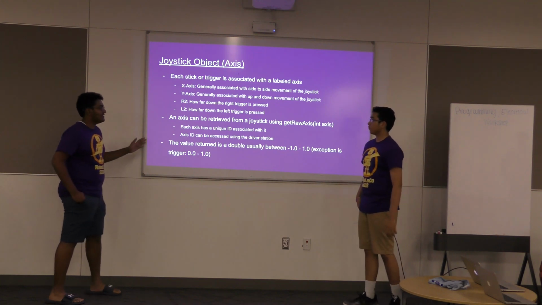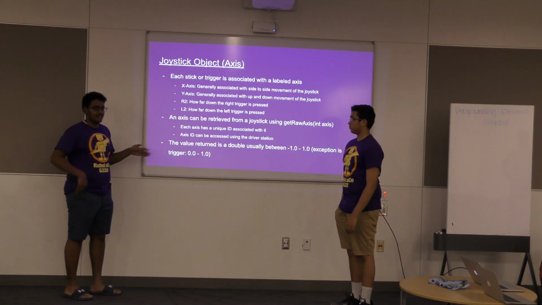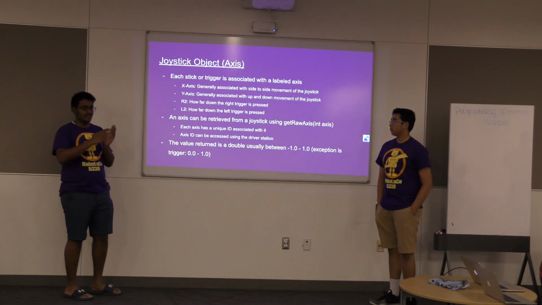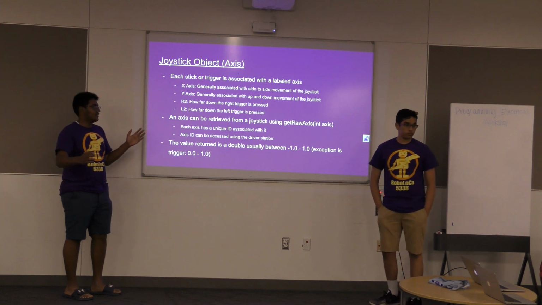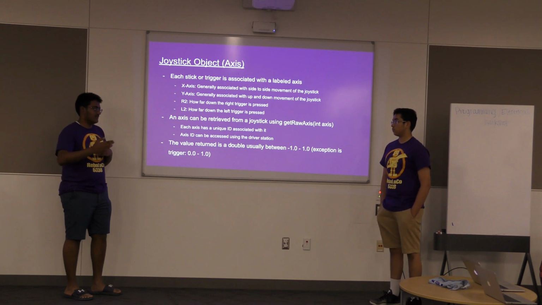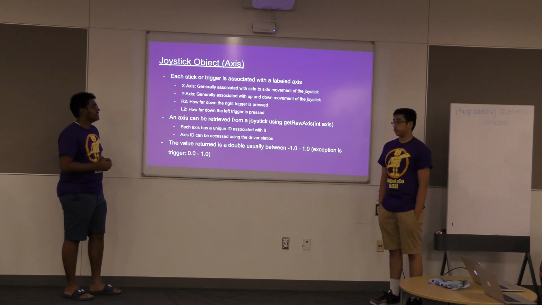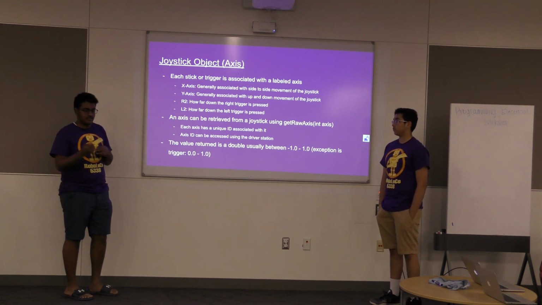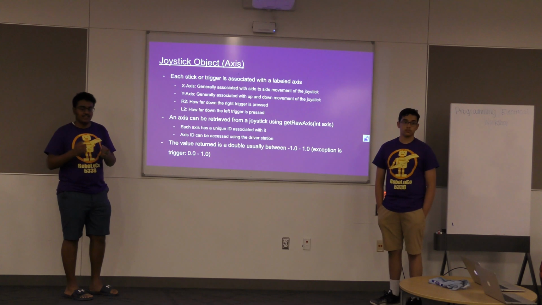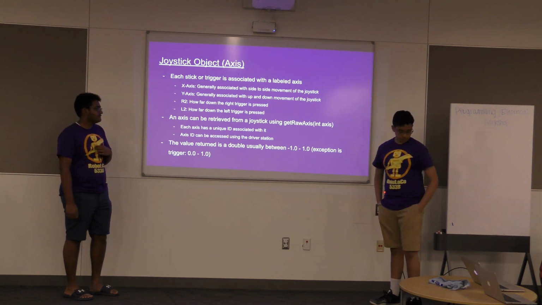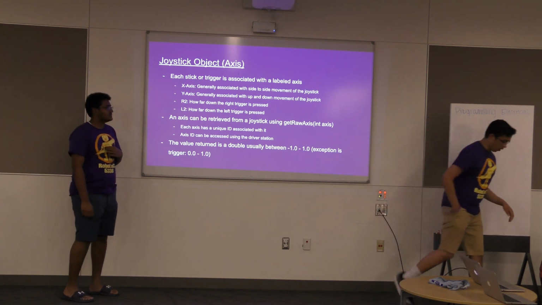So, axes. An axis is basically a double value, usually between -1 and 1. Examples of these would be a stick or a trigger. A trigger is a bit different because it goes from 0 to 1, since you can't pull a trigger backwards. Each axis has an ID. The way you find this ID is you plug your controller into the driver station and fiddle around with it to see which stick or trigger corresponds to which specific ID on the map.